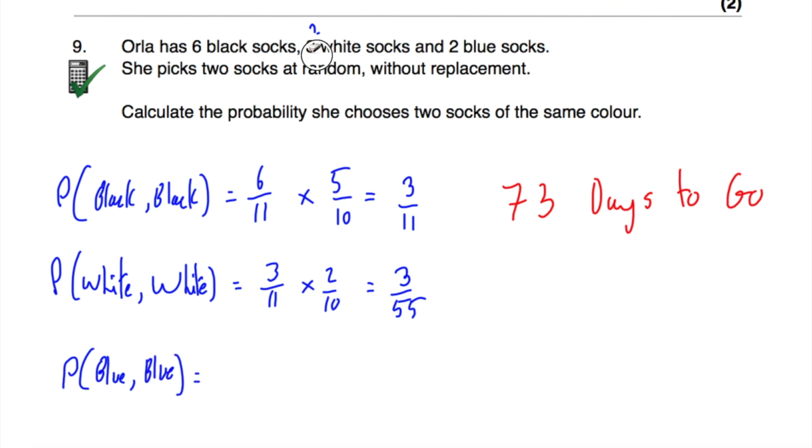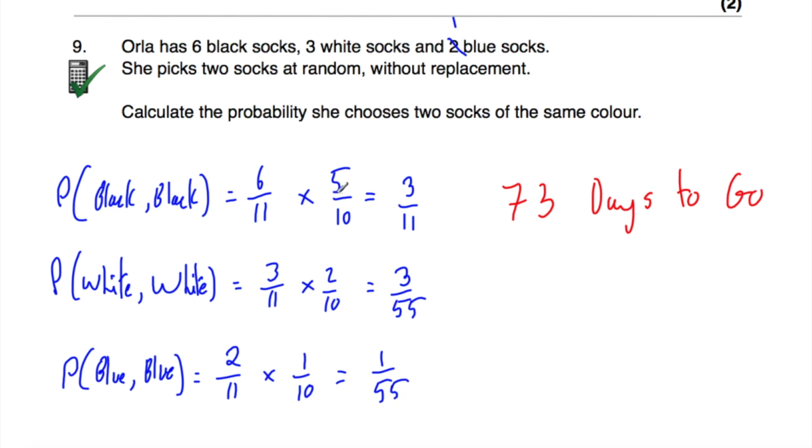Okay, and let's put that white sock back in now. So the probability of the first one being blue, well, there's 2 blue socks out of 11, so 2/11, multiplied by, well, after one of the blue socks has come out, there's only 1 blue sock left in the drawer now, and there's 10 socks in the drawer, so there's going to be 1 out of 10 socks, so 1/10. So we've got 2/11 multiplied by 1/10. When we multiply these together, we get an answer of 1/55.